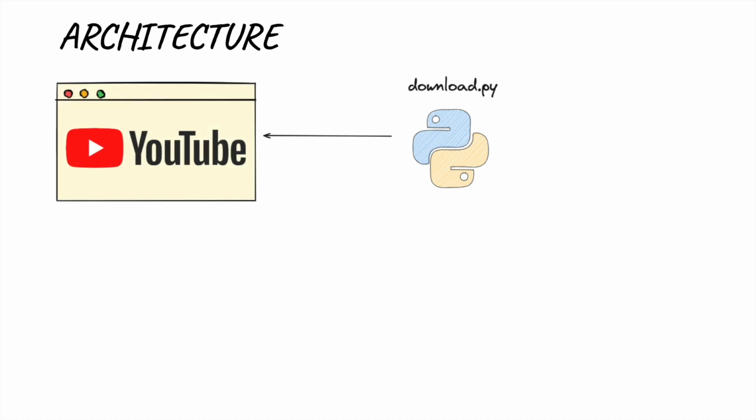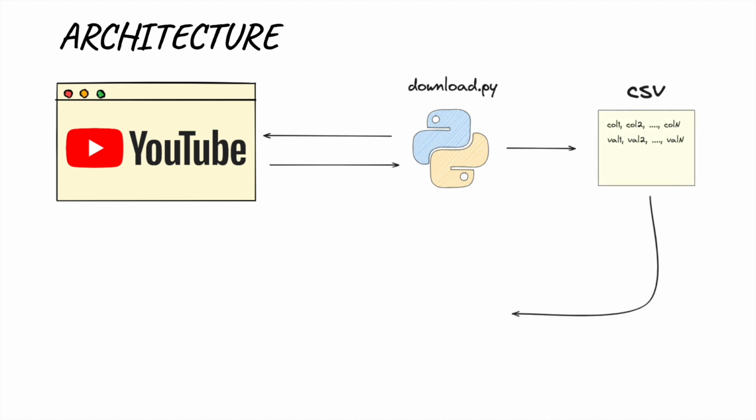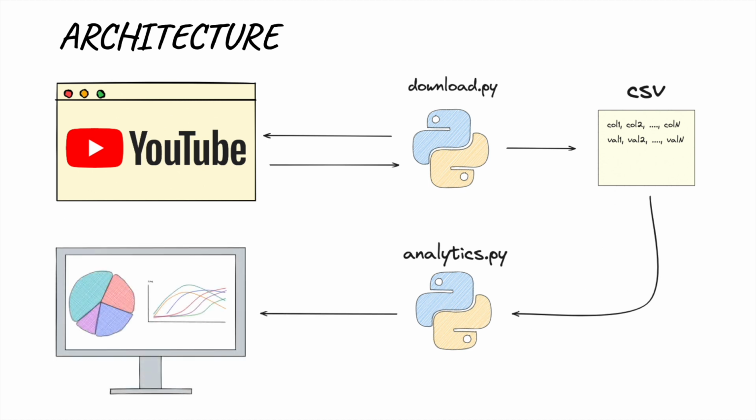Before starting with the analytics, let's briefly recap the architecture of this project, to make sure we are on the same page. In the previous episode, we coded the download.py script, which scrapes the data by sending requests to the YouTube website. Then, all the data are saved into a CSV file on our local machine, which is later used as the input for the analytics.py file. The final step is to display the analytics on a dashboard, and an easy and fast way to do this is to use Jupyter notebooks.